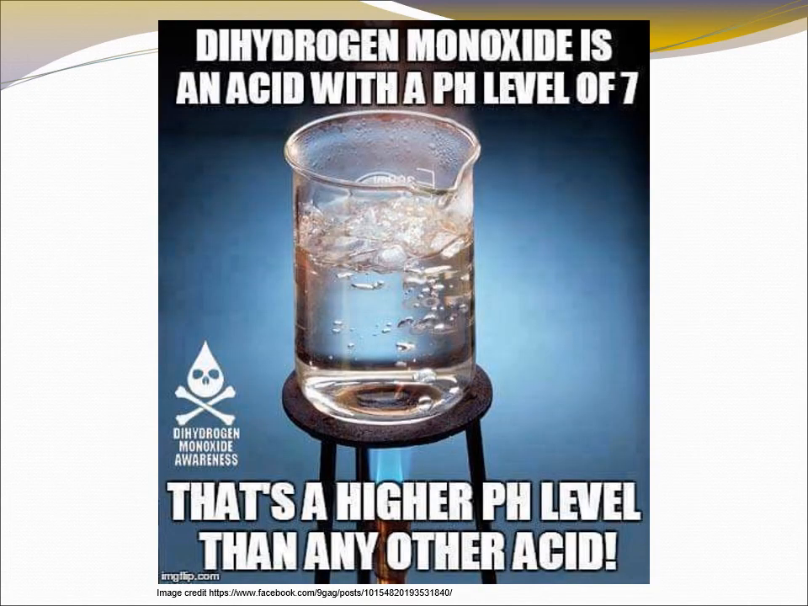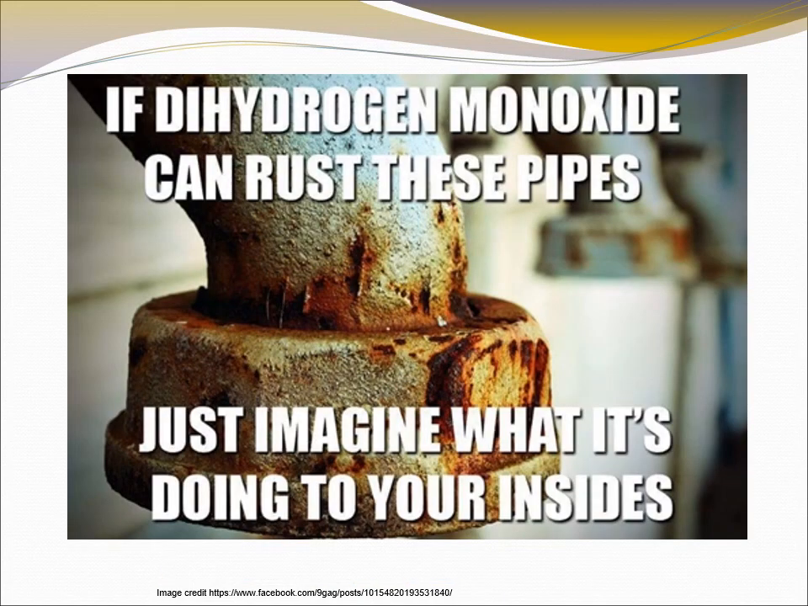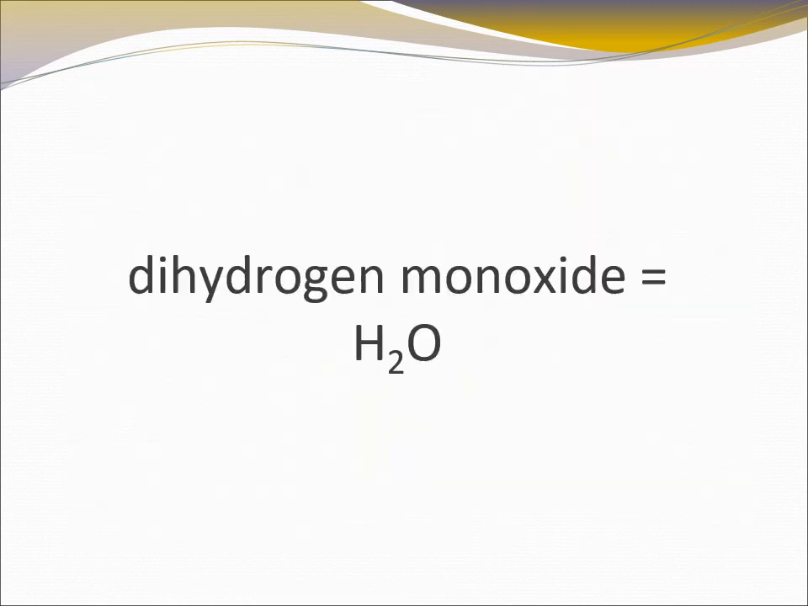Dihydrogen monoxide is an acid with a pH level of 7. That's a higher pH level than any other acid. And also, if dihydrogen monoxide can rust these pipes, just imagine what it's doing to your insides. And of course, these are super funny because dihydrogen monoxide is water.